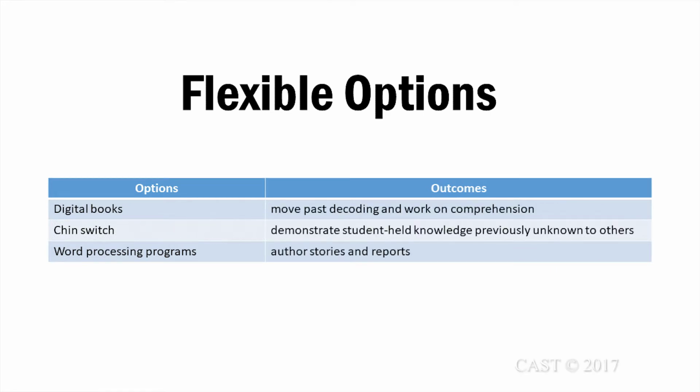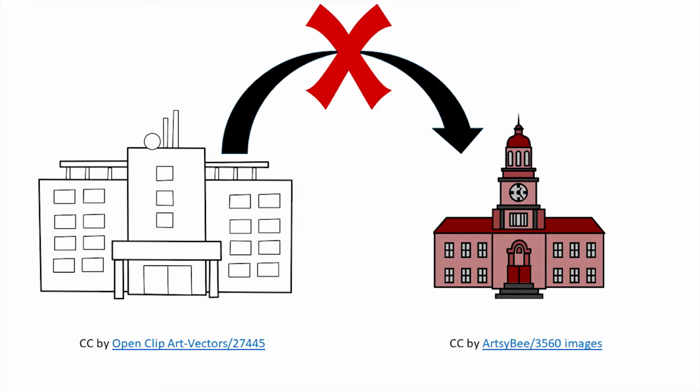Now, these students could move past decoding and work on comprehension, demonstrate student-held knowledge previously unknown to others, and author stories and reports. But there was a problem with that model. The supports the team created weren't being used in the classrooms, nor were these supports made available to other students who might benefit from them as well.